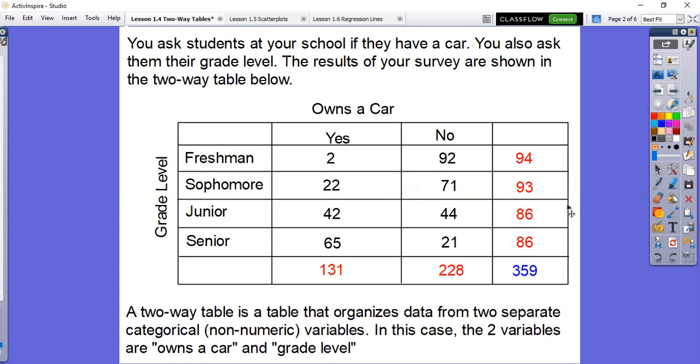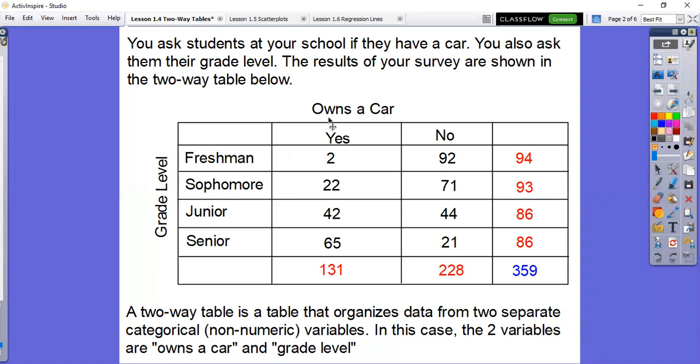So let's say that we take a survey and we ask students at our school how many of them own a car and what grade level they're in. So two-way tables are a way to display multiple categorical variables. These are called categorical variables because we're fitting this data into one of two categories. Well, actually, we're fitting it into both categories.